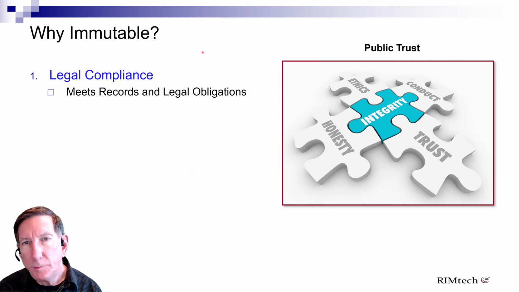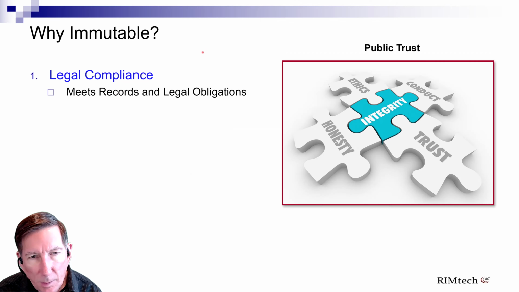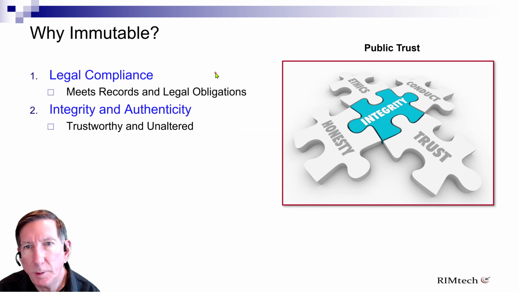Well, number one is it's one of the 7 seminal principles of modern records management, which is the principle of integrity and also of authenticity. So in order to meet records requirements, we have to make the records immutable. That in turn makes them trustworthy and unaltered. So this is the scenario you should keep in mind.